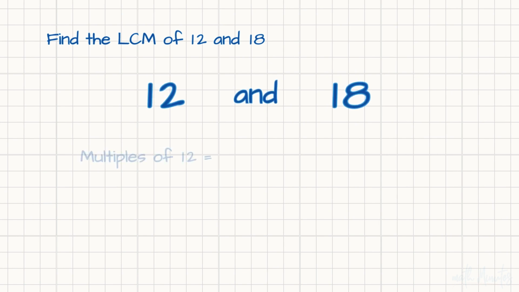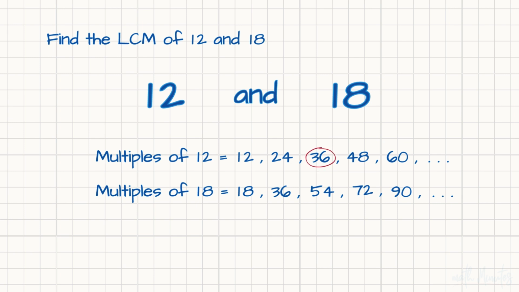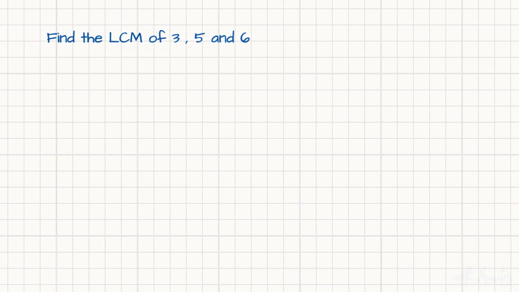We list the multiples of each number, 12, 24, 36, 48 and so on for 12, and 18, 36, 54, 72 and so on for 18. The smallest multiple that appears in both lists is 36, so the lowest common multiple of 12 and 18 is 36. However, what if we have three or more numbers? We can apply the same process.